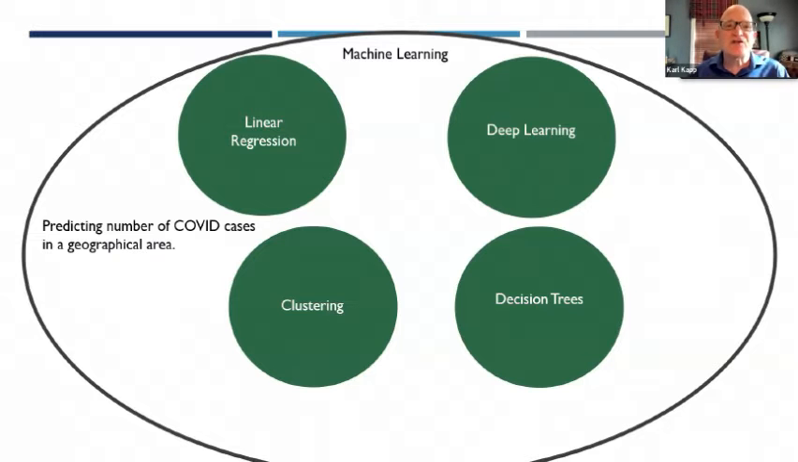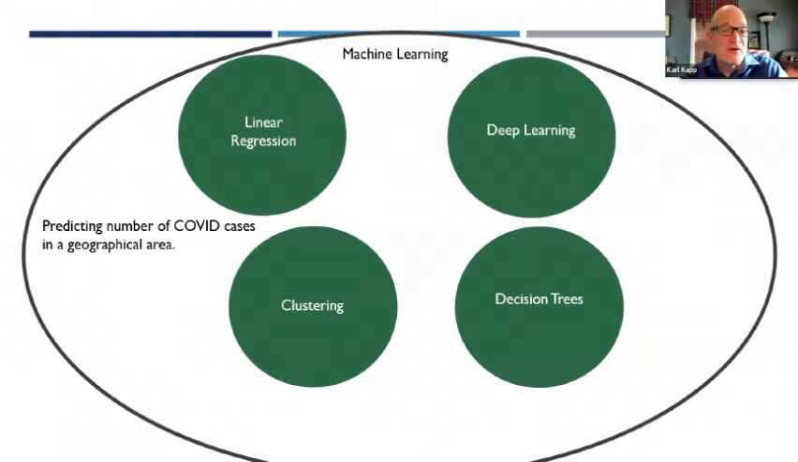So linear regression, right? Two different variables. We want to see how similar they are, how they move toward a mean. Something like predicting the number of COVID cases in a specific geographical area, right? So that would be linear regression. And actually, deep learning uses linear regression over and over. So these are also overlapping. They're shown here separate, but there's a lot of overlap between these processes.